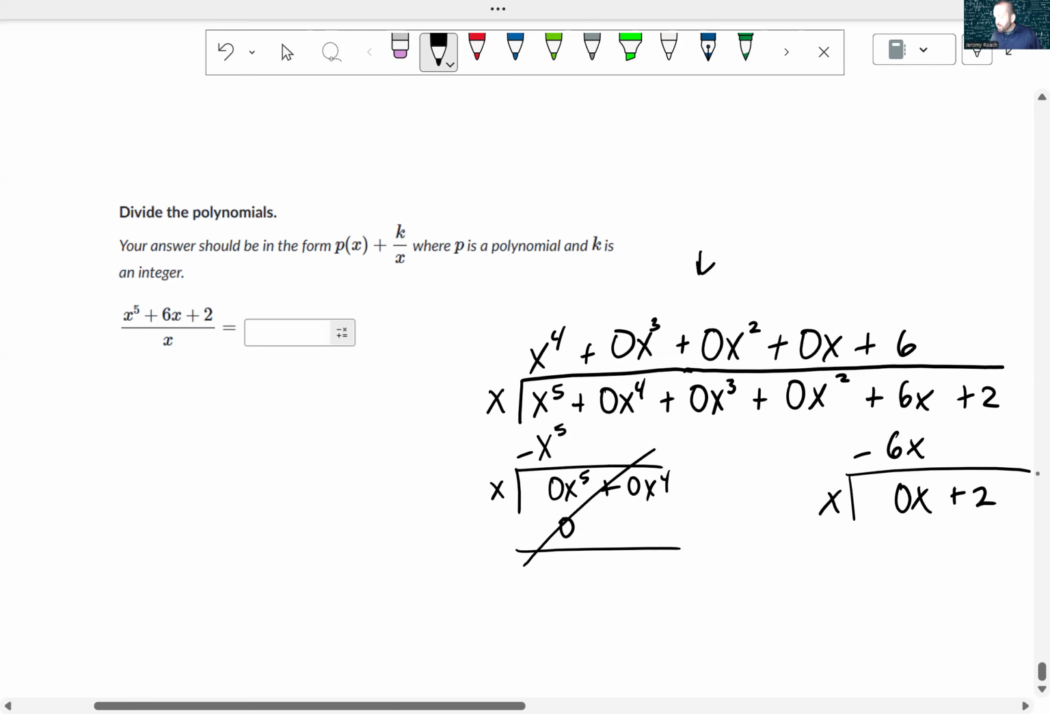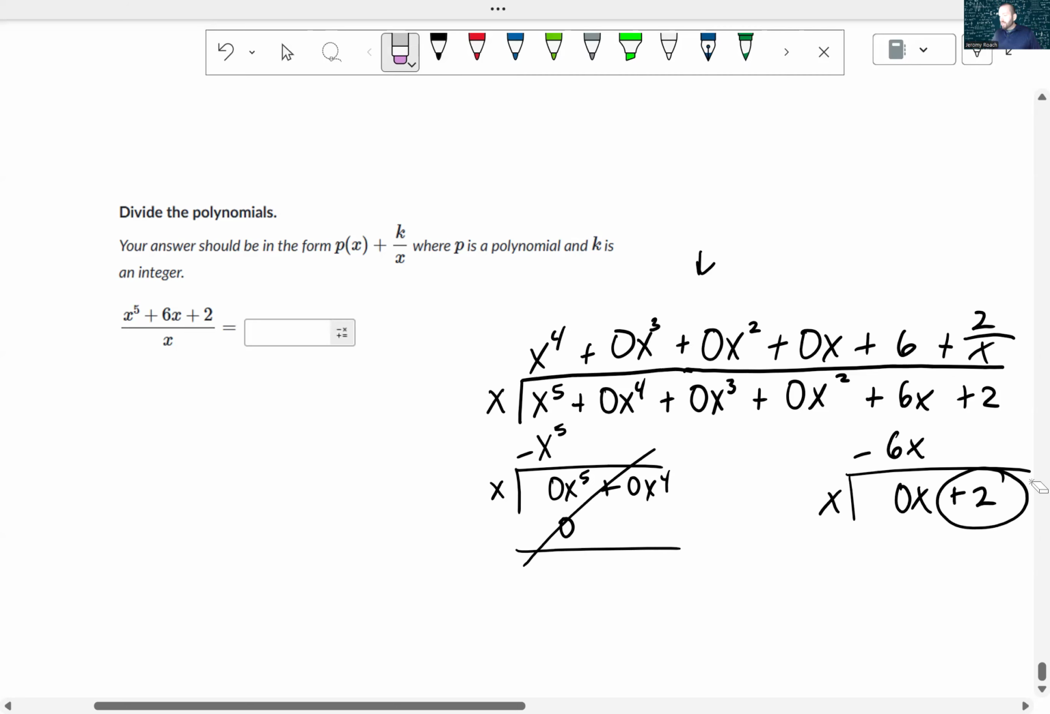Now we have this. This says 2 divided by x. Well, that's nothing. We can't do anything with that. There's nothing left to do. So this 2 is our remainder. So if you remember doing long division, maybe in elementary school, we would put like R2 for the remainder. But when we have a remainder of 2 here, we just say plus 2 over this value over x.